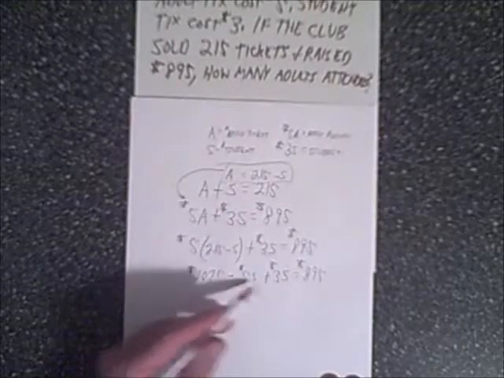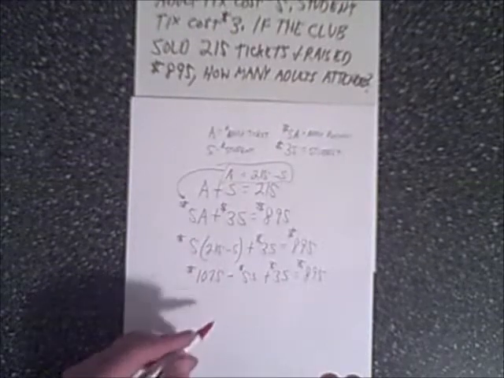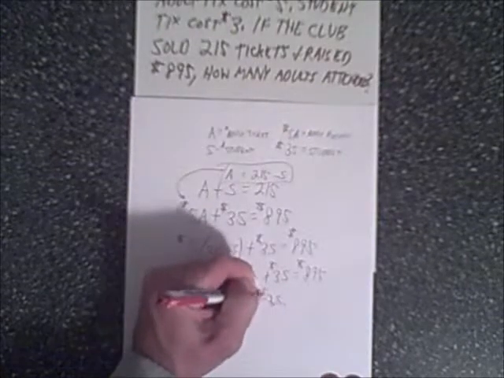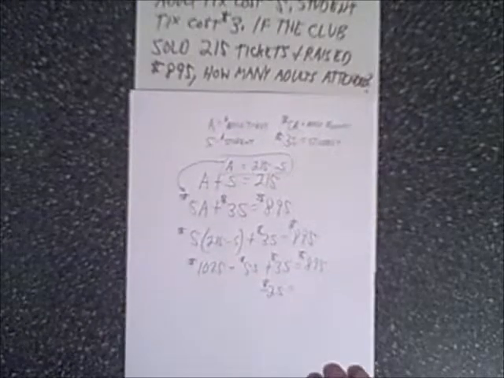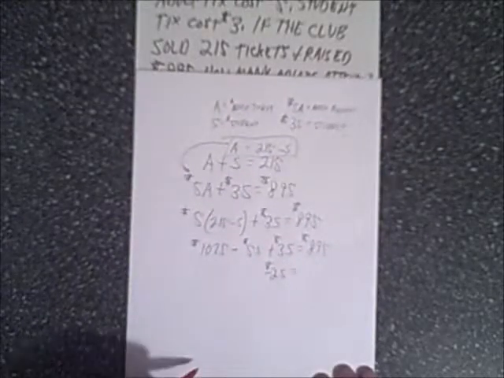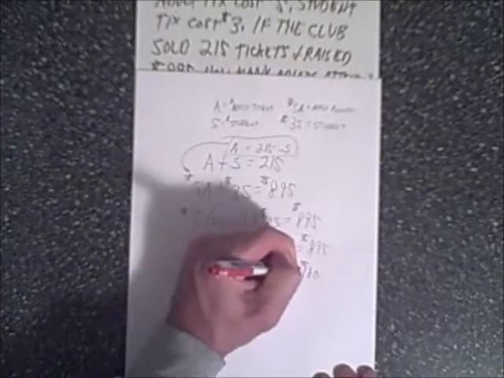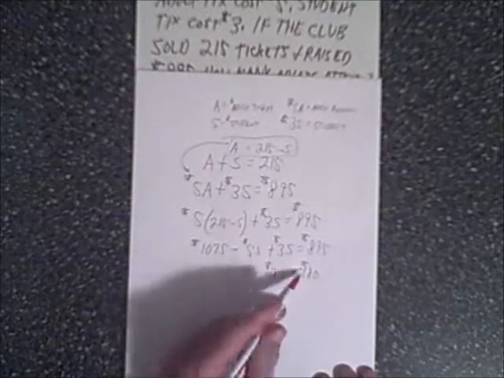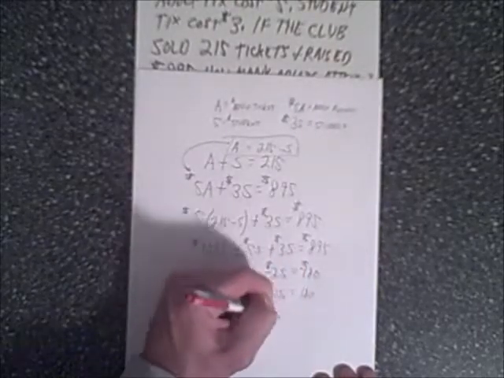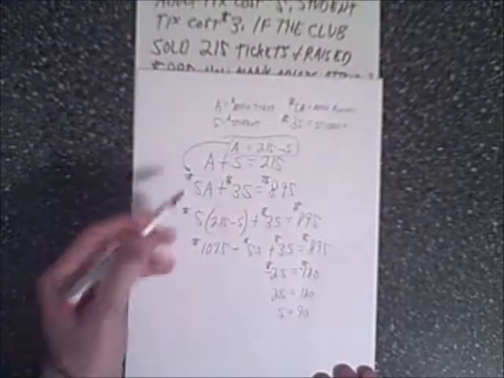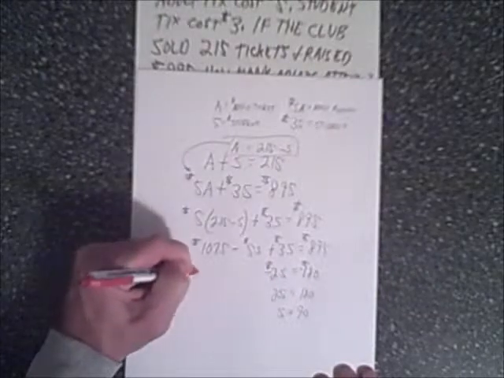Okay, and collect like terms. So negative 5S plus 3S will be negative 2S dollars equals, we'll subtract 1075 from both sides, and we will end up with negative $180. Okay, and we'll divide both sides by negative 2 dollars, so 2S equals 180 and S equals 90. So the good news, 90 is less than 215, so apparently 90 students.